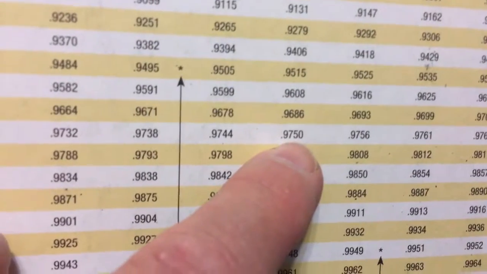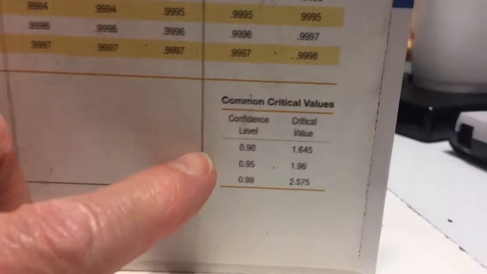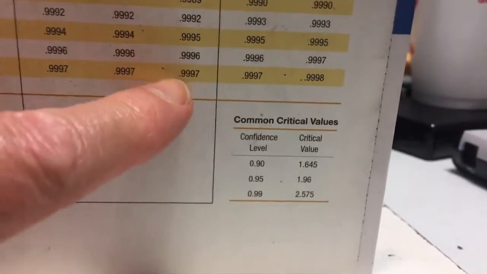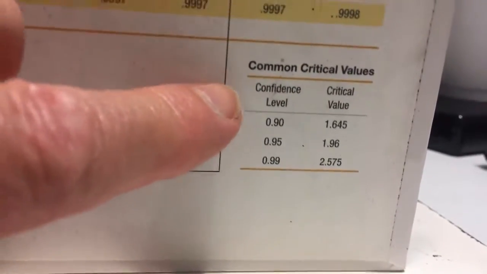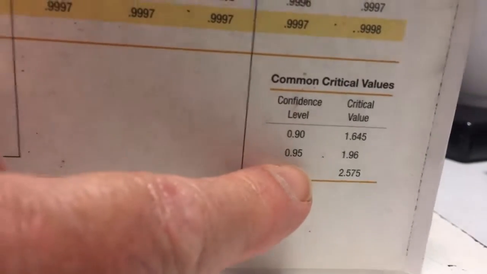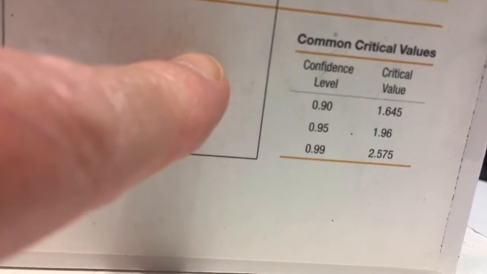And it's such a common one. If you look right down at the bottom of your z-score chart, notice what it says: common critical values. Confidence level 95%, 1.96 is what it gives us in this little common critical values chart.